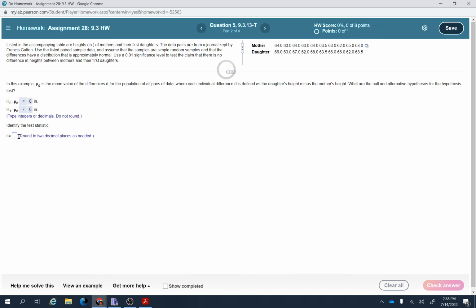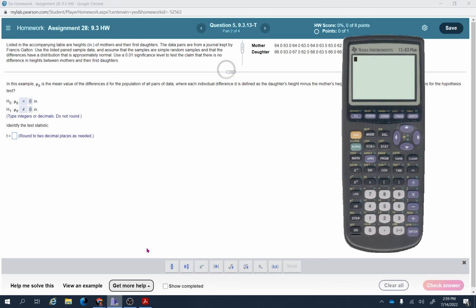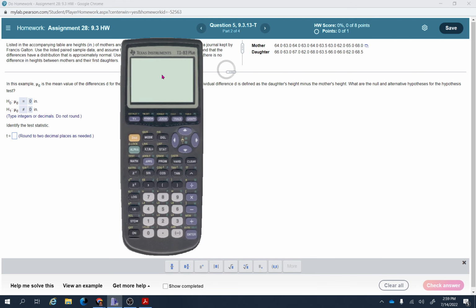Okay, so now to find the value of t, you can use this data and you can use the calculator. This is a TI-83 I'm using, but you can also use a TI-84. First of all, go to STAT and go to number 1, which gives you the list of your data. I'm going to put in this list the difference between the heights, like 64, 66. So the difference between daughter and mother.